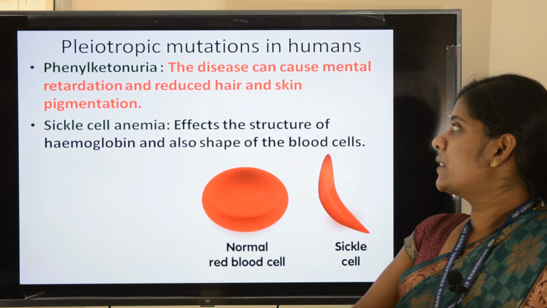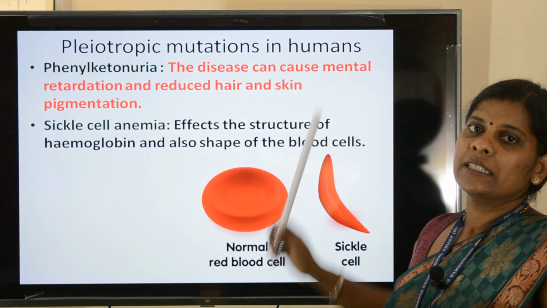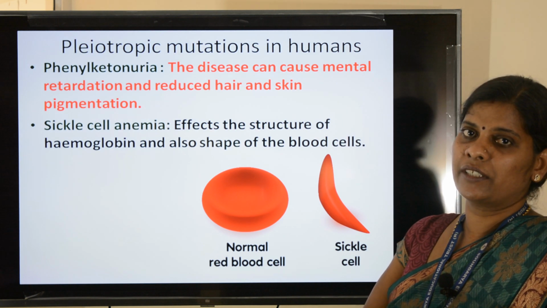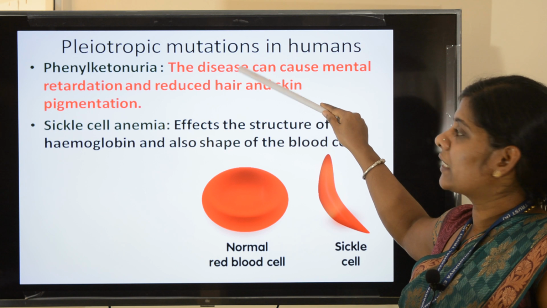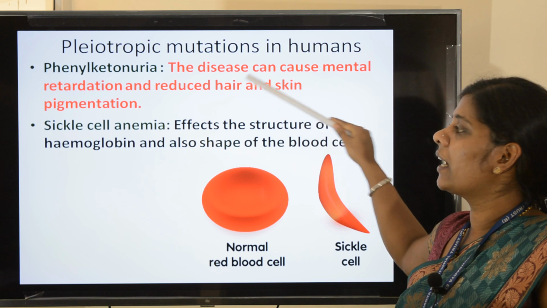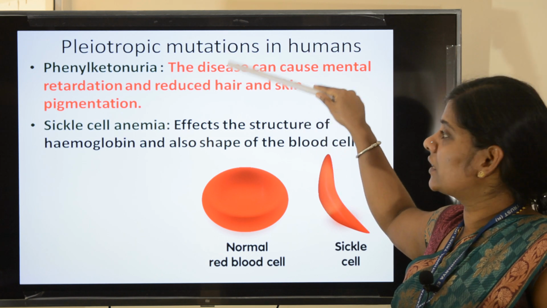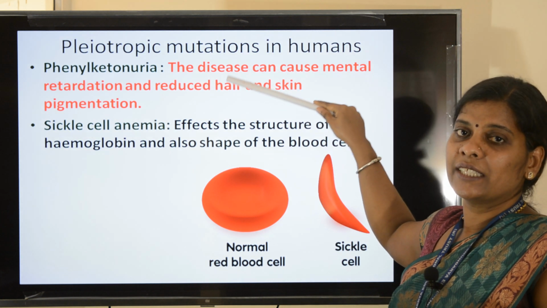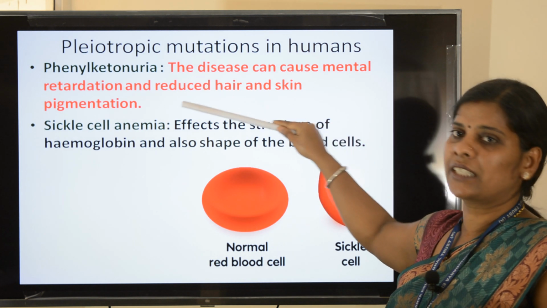Two more examples, pleiotropic mutations in human: phenylketonuria and sickle cell anemia. What is phenylketonuria? This is a single gene defect. The gene influences a particular character, but in addition to that, it causes mental retardation, reduced hair and skin pigmentation. Due to mutation in that gene, synthesis of the enzyme phenylalanine hydroxylase is absent. Along with that, it also causes mental retardation, reduced hair and skin pigmentation.